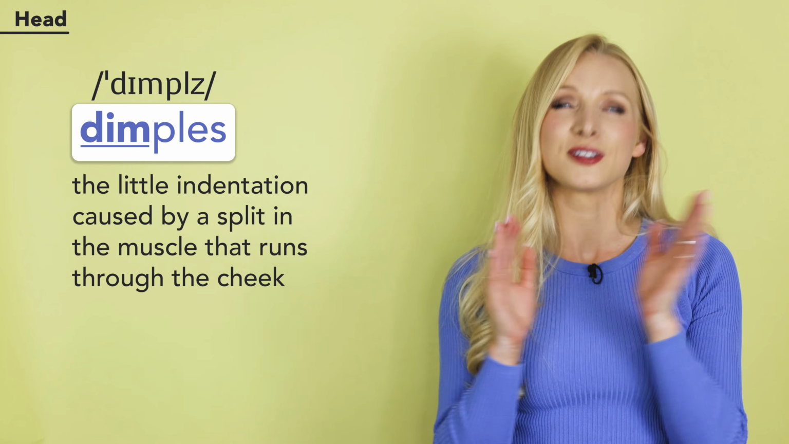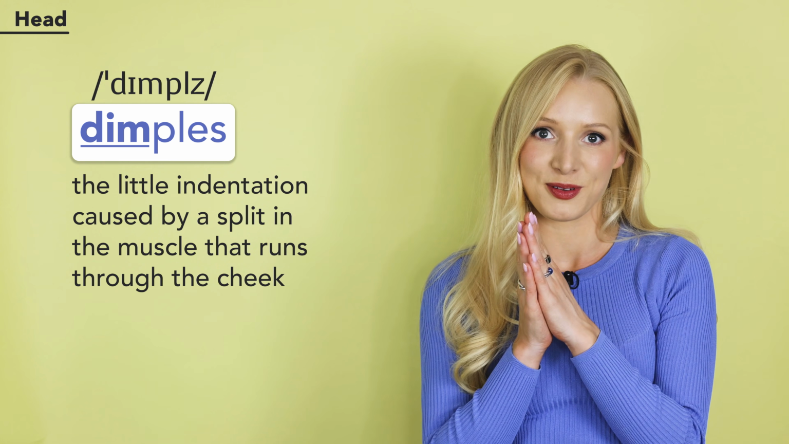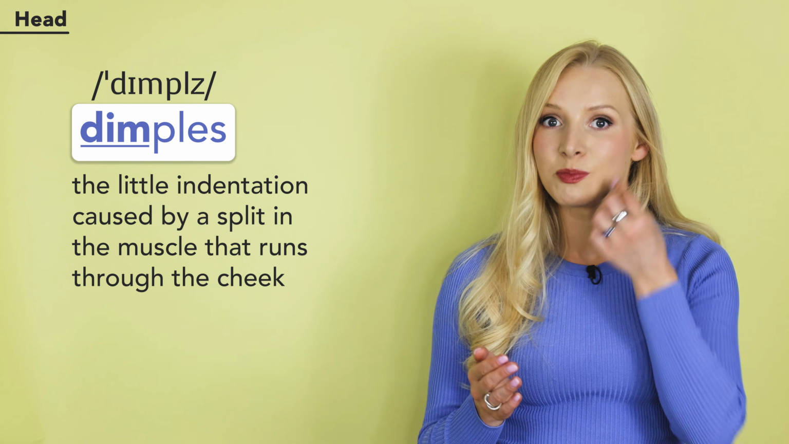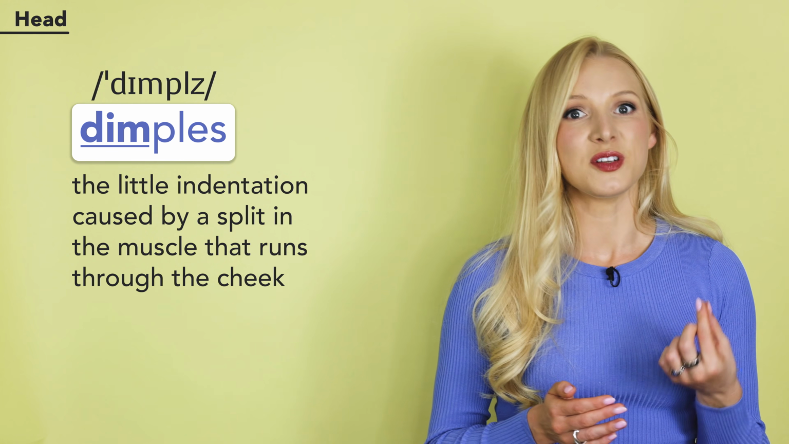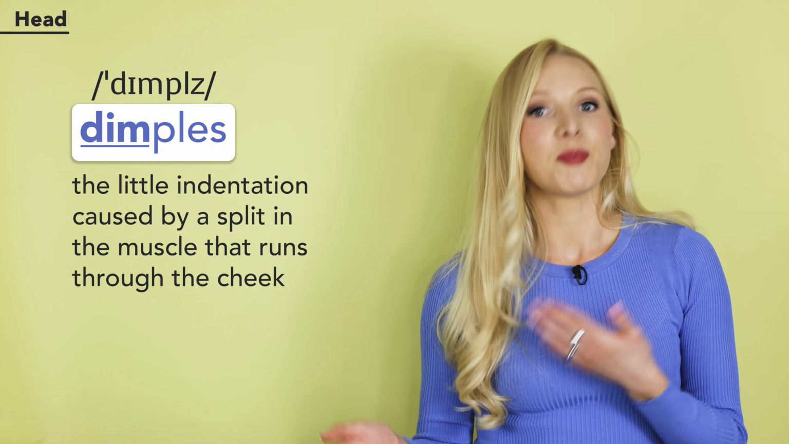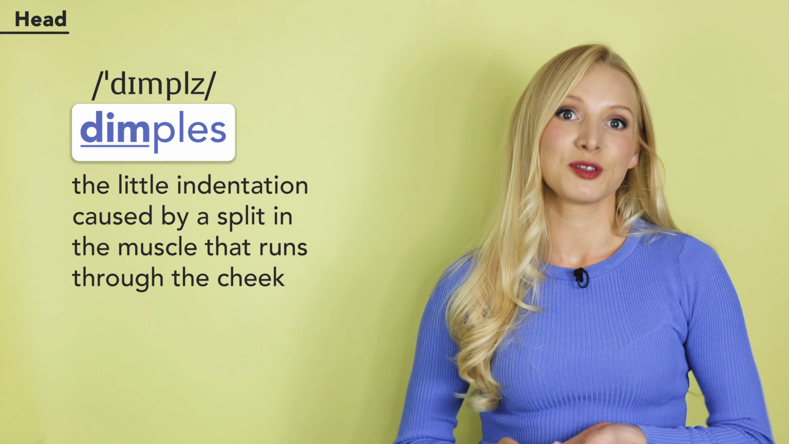Okay, here's a fun one. You know how some people have the little indentations in their cheeks when they smile? These are called dimples. I've always wanted dimples. They're actually caused by a split in the muscle that runs through the cheek. Not everyone has them, but perhaps that's why so many of us find them so cute.